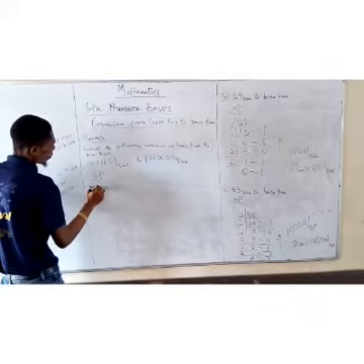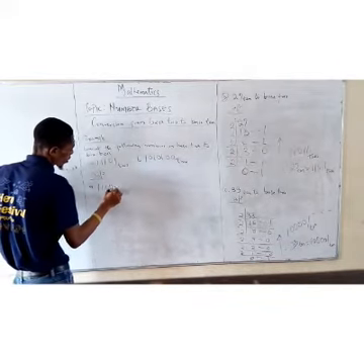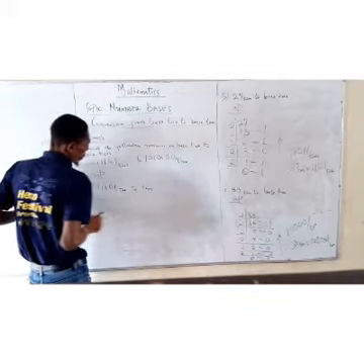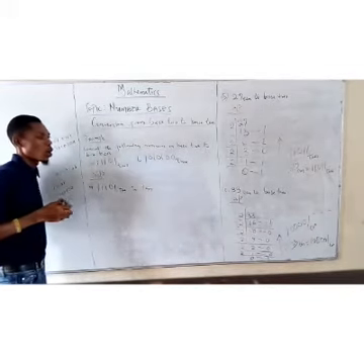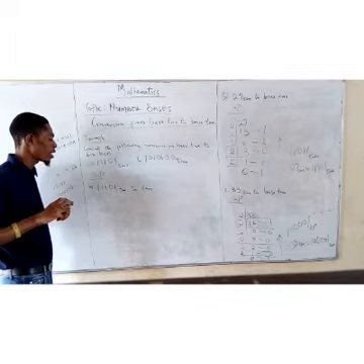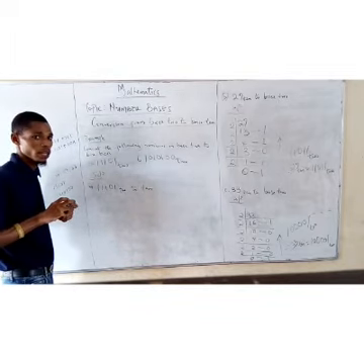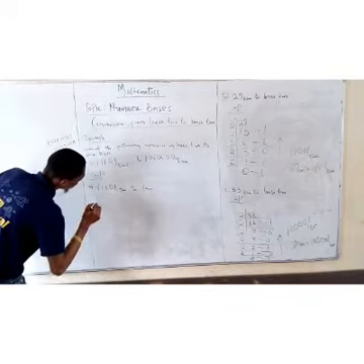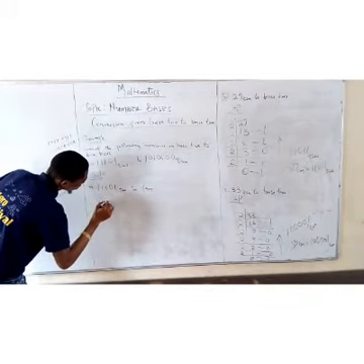The first one, we have 11101 base 2 to base 10. Now, we're going to be using the place value method to solve this, okay? We're going to be using the place value method to solve this.